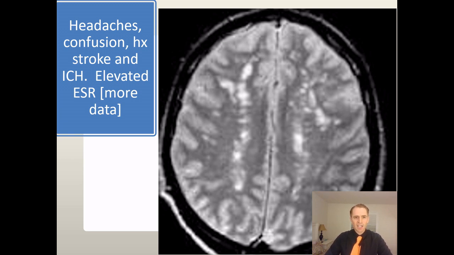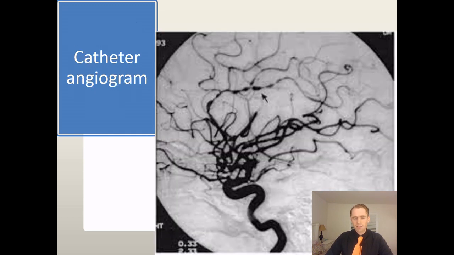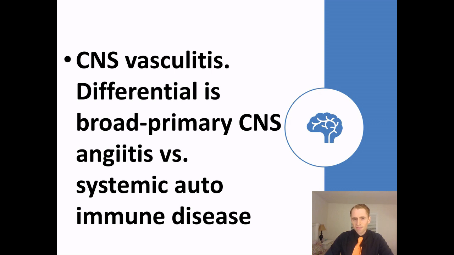This person had headaches, confusion, and also had a history of stroke and intracranial hemorrhage. The erythrocyte sedimentation rate was elevated. And you can see these lesions that are sort of radiating away from the center of the brain. That's very characteristic. This is a catheter angiogram of the internal carotid artery. And if you look at the arrow, you can see that the blood vessels dilate and constrict, forming a beads on a string sign. This is typical of central nervous system vasculitis. And it can be caused by what is known as primary central nervous system angiitis, or sometimes secondary to other systemic autoimmune diseases. It's often treated with immunosuppressant medications.